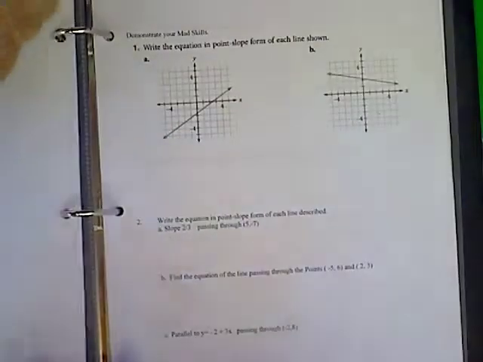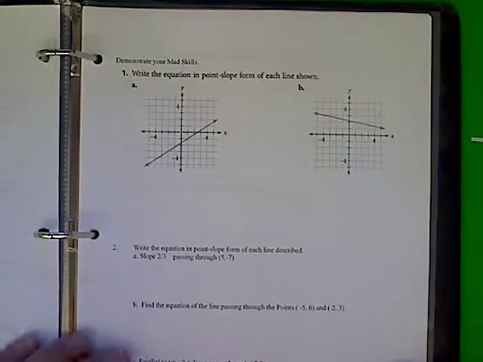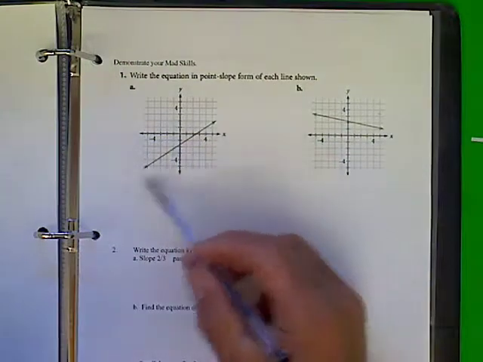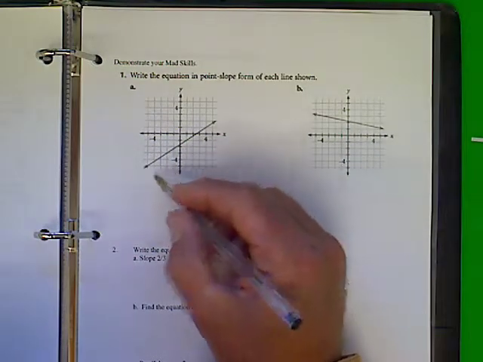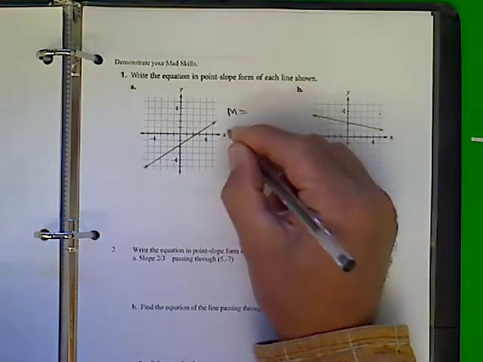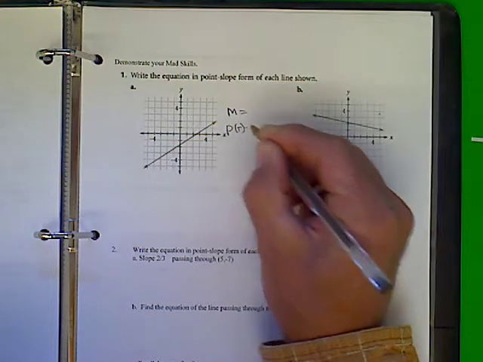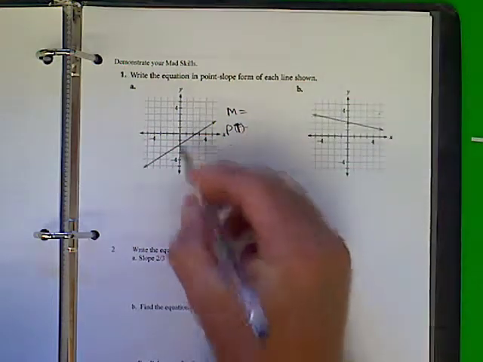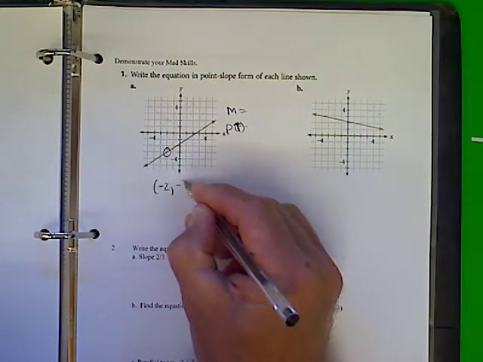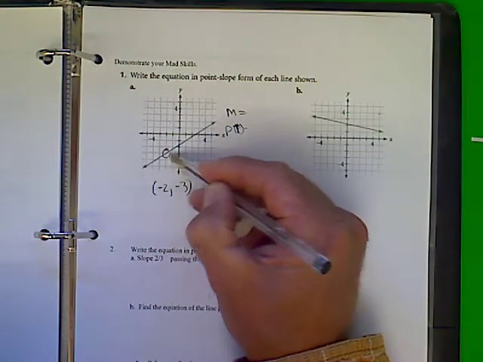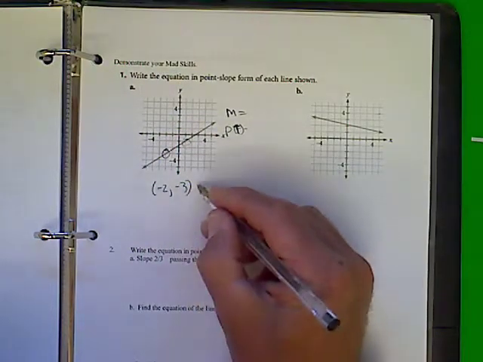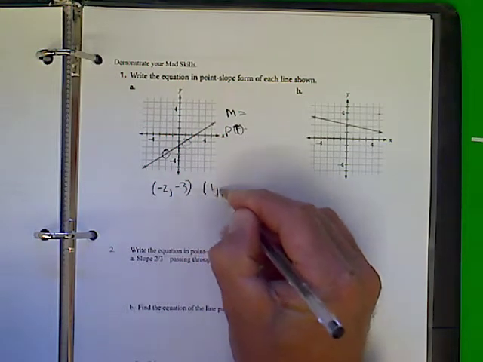For homework, I'll do one more. For homework, I want you to do pages 3 and 4. All you have to do here is pick out a point, or 2 points. Write the equation in point-slope form. Once again, I need my slope, and I need 1 point. Here's a point: -2, -3. Another nice looking point is this one right there, which is the point 1, -1.